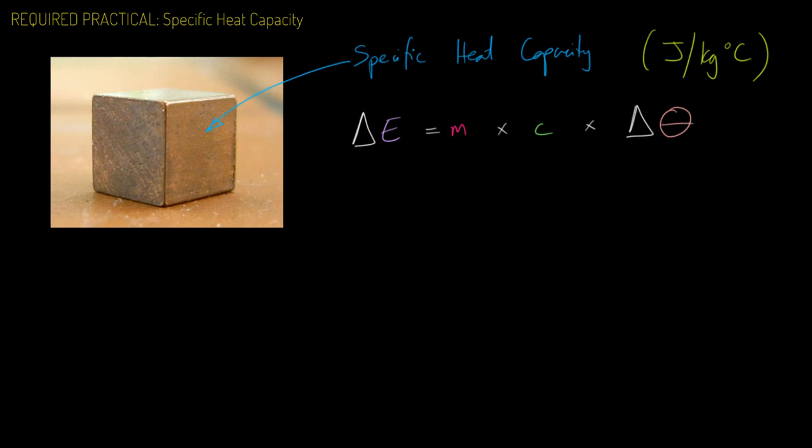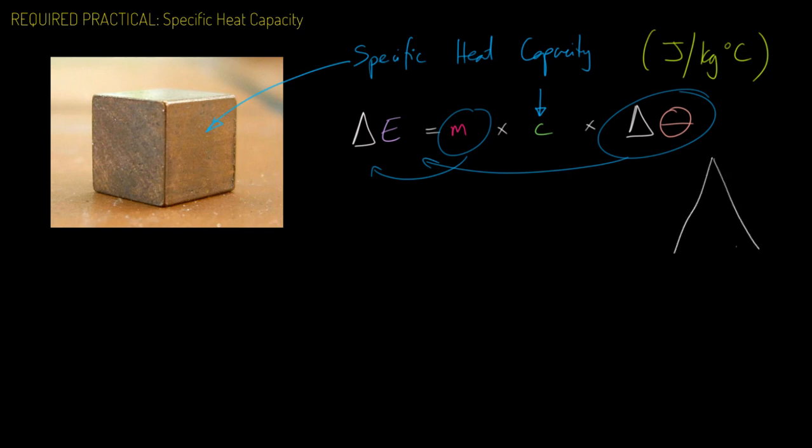Okay, so what we need to work out is the value of C, the specific heat capacity. So this requires a little bit of rearranging. What we're essentially going to do is shift the mass and the temperature change over onto the other side. We are going to stick them just under there like so. If you remember back, we talked about equation triangles for this. They looked a little bit like so.